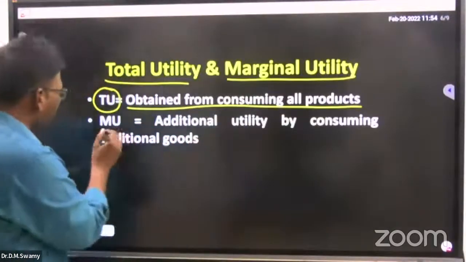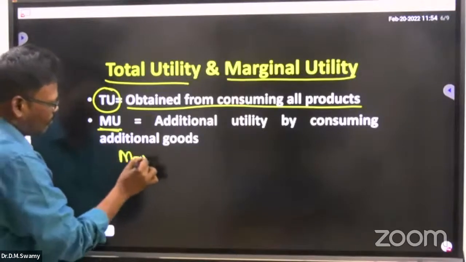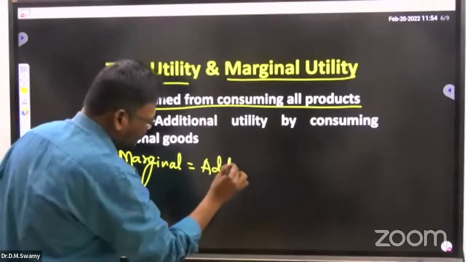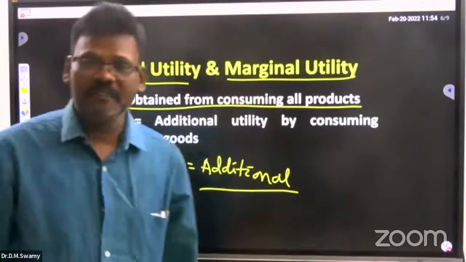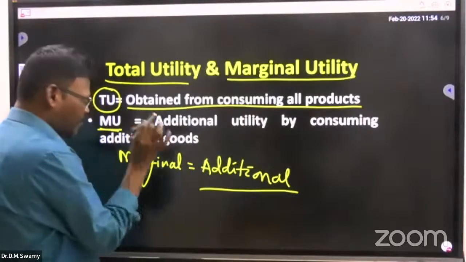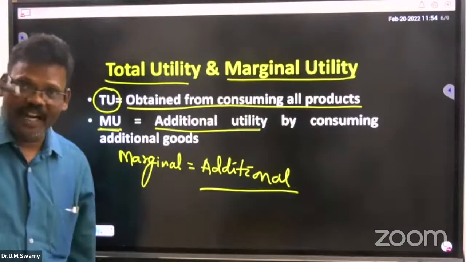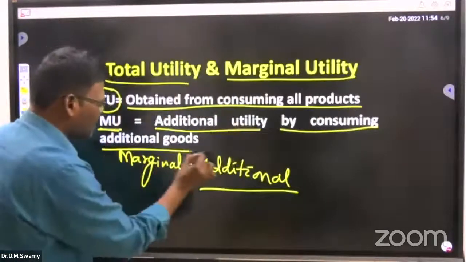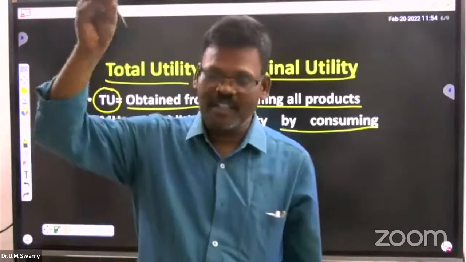What is marginal utility? Marginal means additional. Marginal utility means additional utility, the additional utility obtained by consuming additional commodities.